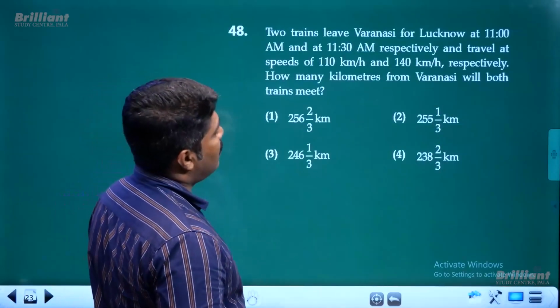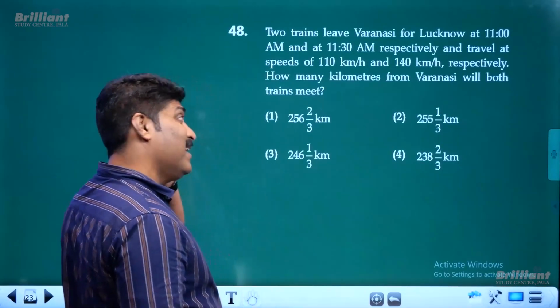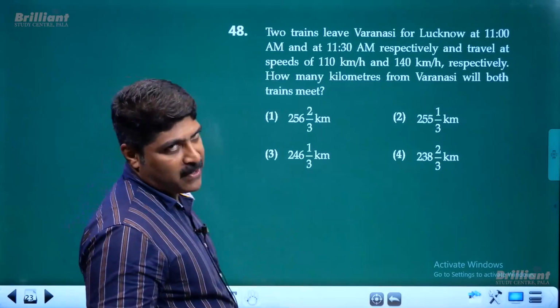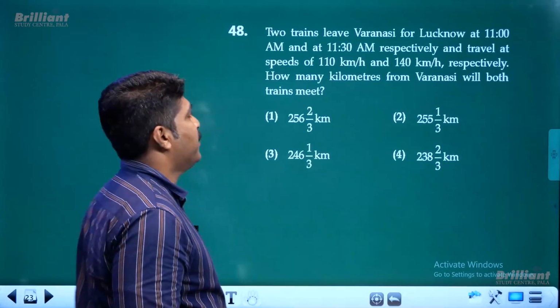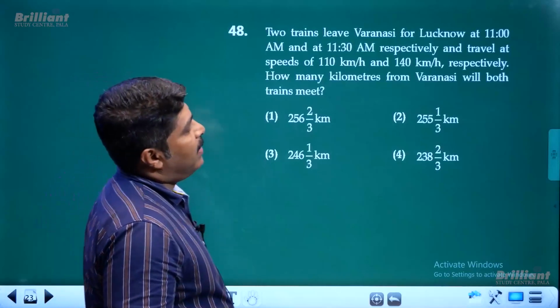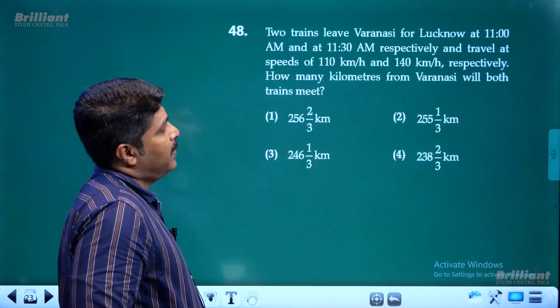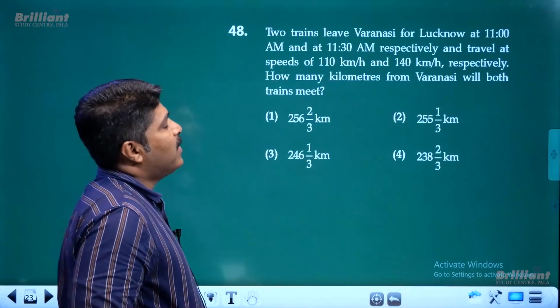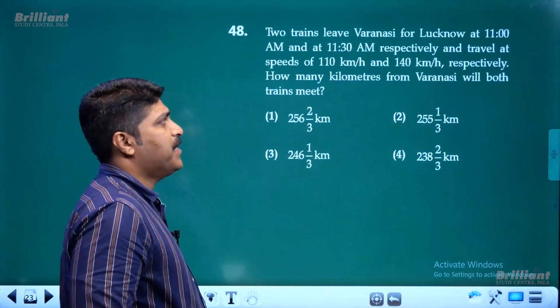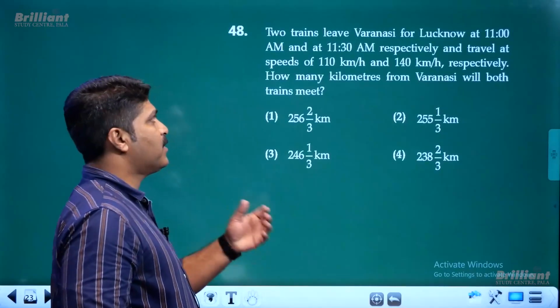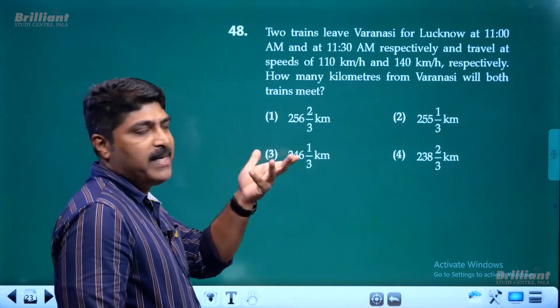Now the next question is related to the train. It's a frequently tested type of question. 2 trains leave Varanasi for Lucknow at 11 a.m. and 11:30 a.m. respectively, and travel at speed of 110 km per hour and 140 km per hour respectively, because the first train speed is 110 and second train speed is 140.